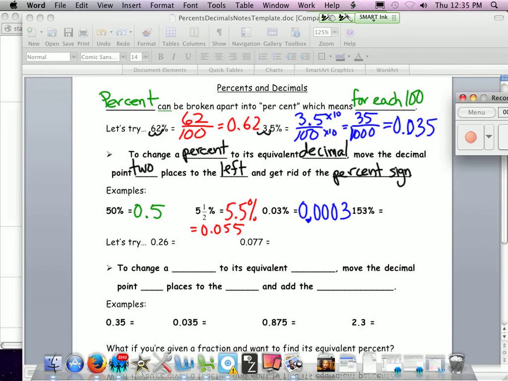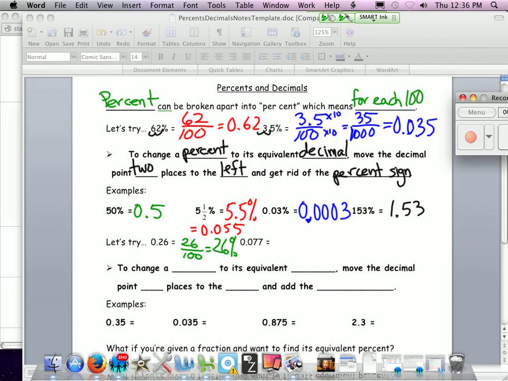Now going the other way is going to be legitimately just going the other way, but let's just prove that it works. So 0.26 to turn that into a percent. We can do the similar that we did up there and turn it first into the fraction, 26 hundredths. The 26 hundredths means 26 per hundred, so 26%.